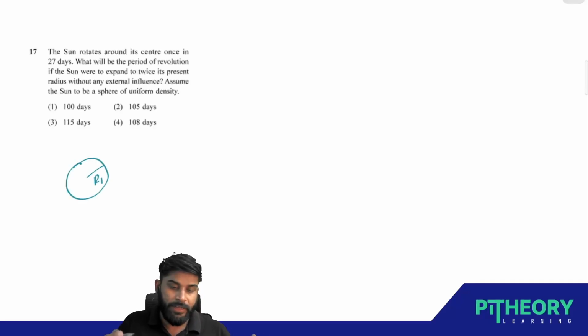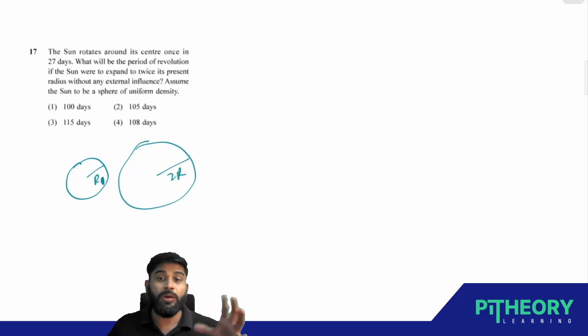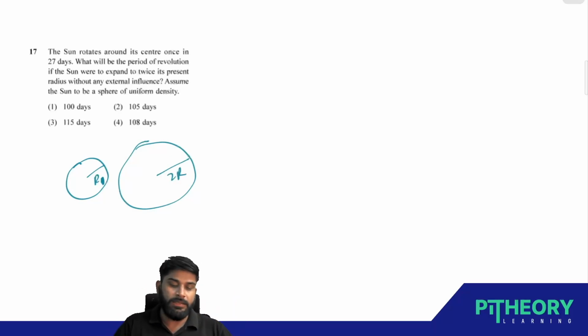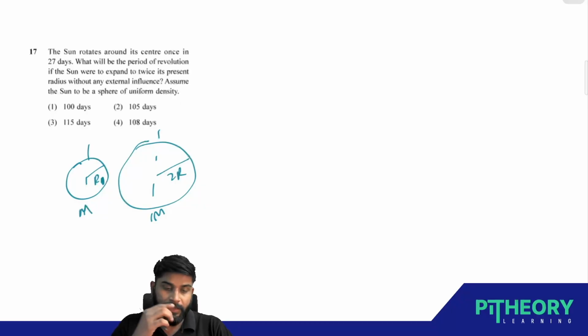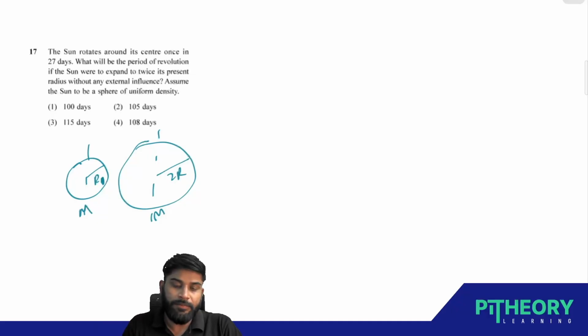Let's say initially it is of radius r1. So now it expands to twice its present radius, correct? Or let's say initially R, now it is like what, 2R. Without any external influence it is. So mass is not changing. You may take it like the mass is same, right? So sun rotates about its center once in 27 days. What will be the period of revolution if the sun were to expand to twice its present radius without any external influence? So what we do here very simply, we apply the conservation of angular momentum, correct?